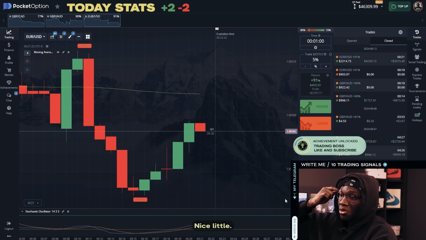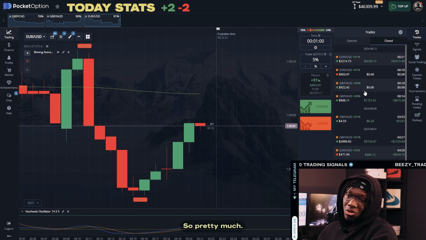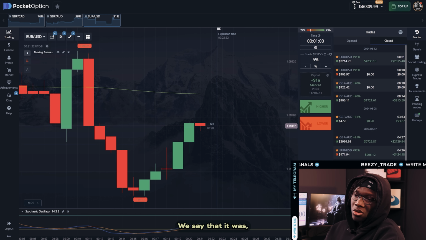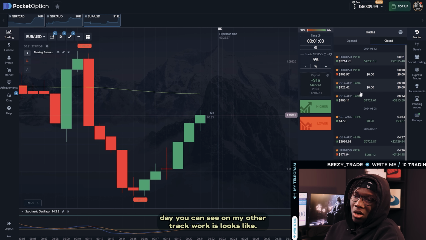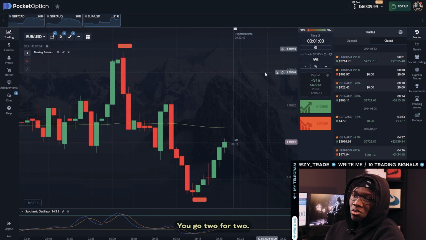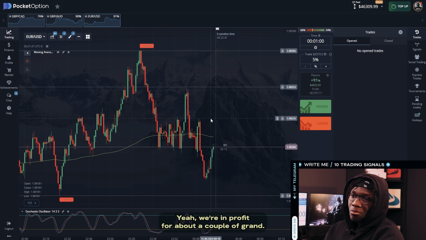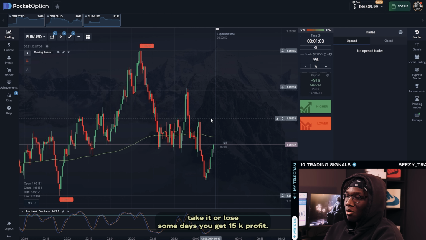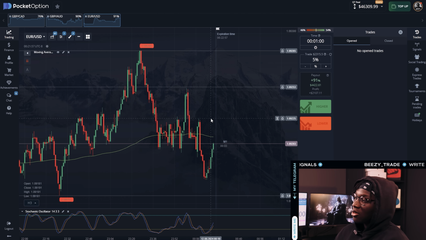Nice little 2,000, 2 bands. So pretty much a little bit of profit for today. Wouldn't say that it was the best day. You can see what my other track records look like, but today, 4 trades, you go 2 for 2. You can't call it a bad day. Yeah, we're in profit for about a couple of grand, so for me, that's okay. I'm take it or leave it. Some days you get 15K profit, some days you take 1,000, some days you take 500. It is what it is.